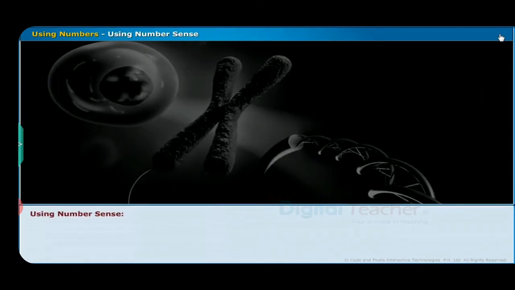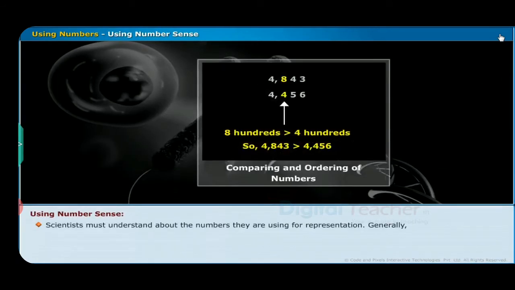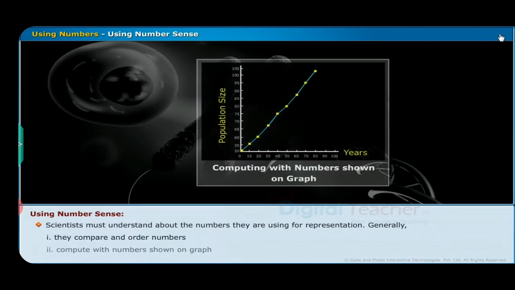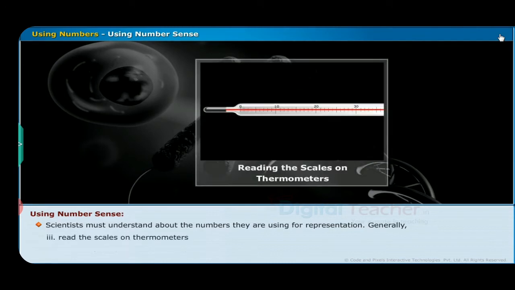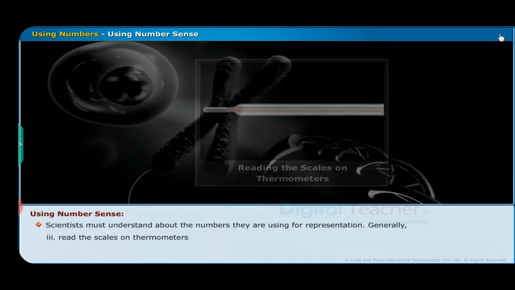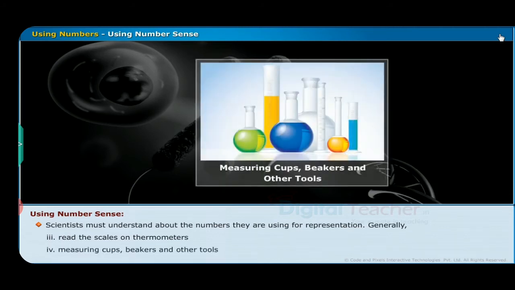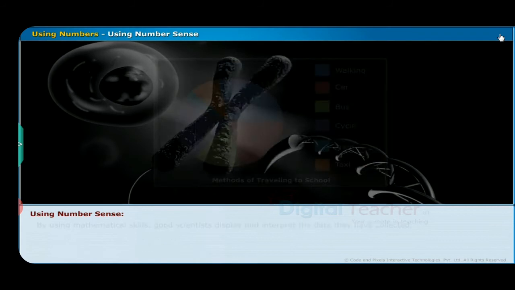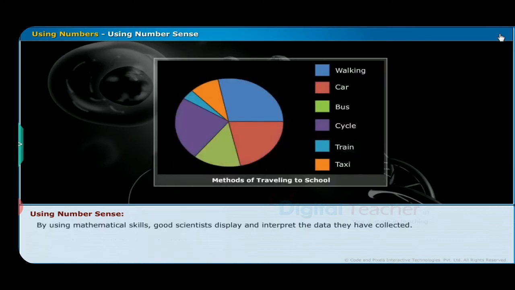Using number sense. Scientists must understand the numbers they are using for representation. Generally, they compare and order numbers, compute with numbers shown on graphs, read the scales on thermometers, and use measuring cups, beakers, and other tools. By using mathematical skills, good scientists display and interpret the data they have collected.